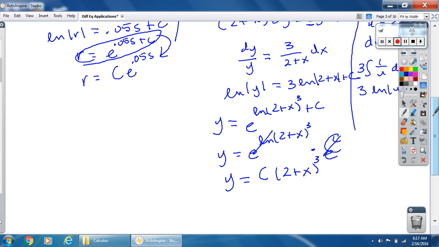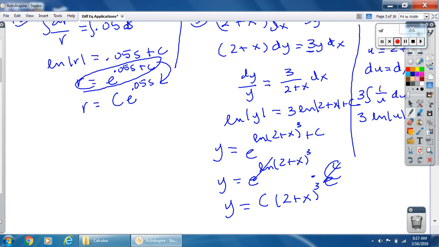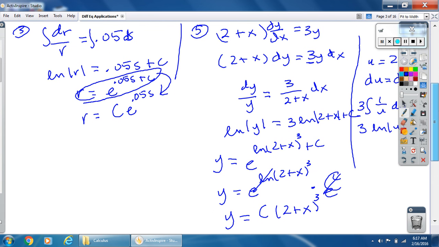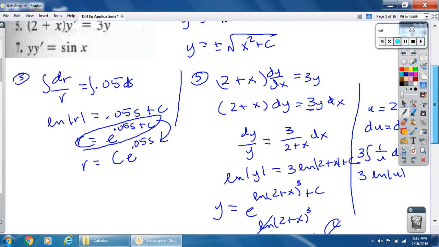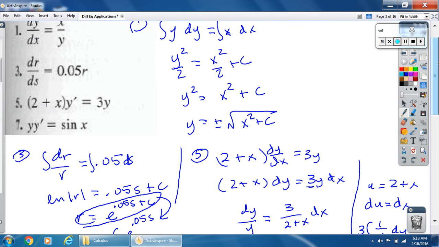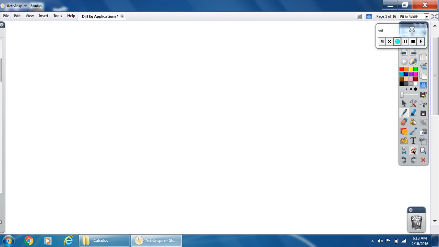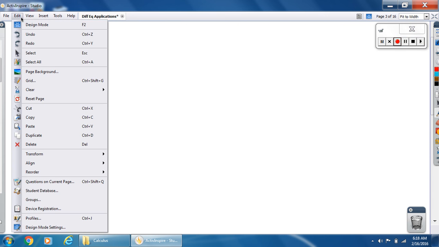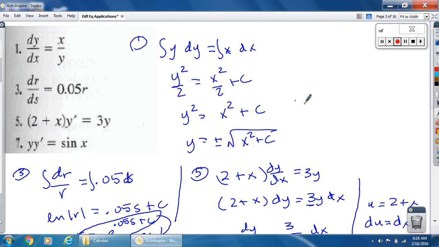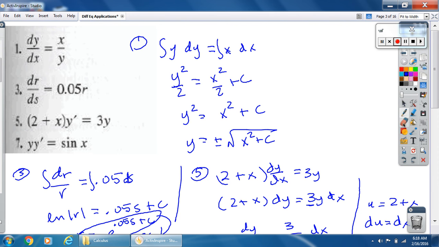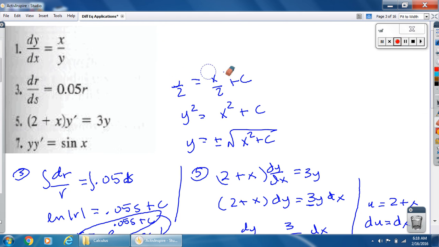And then I have one more somewhere up there. Let's clear the board here. That got rid of my problems. So let's just erase and make some space for the last one. So the last one they have to do is number 7.